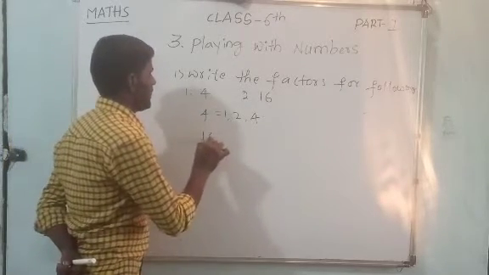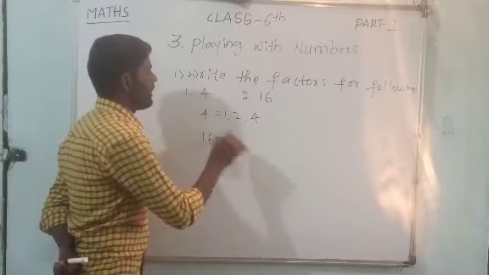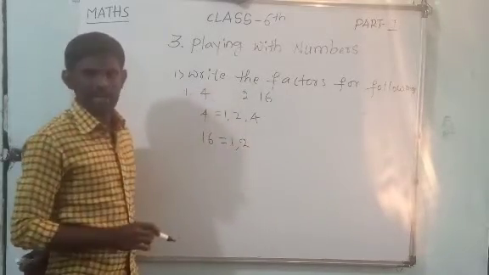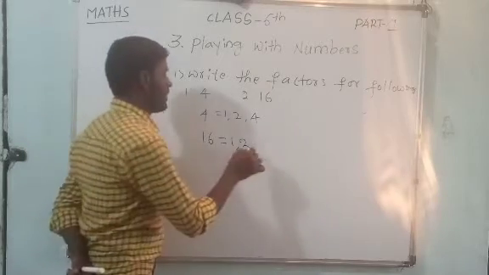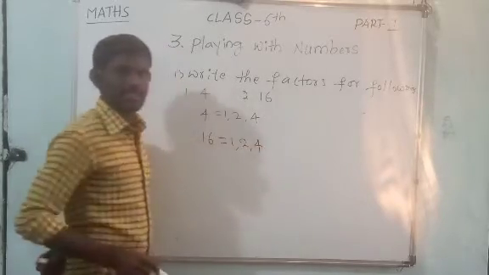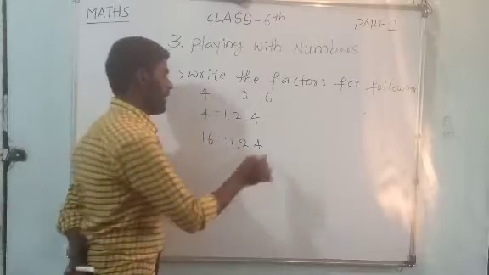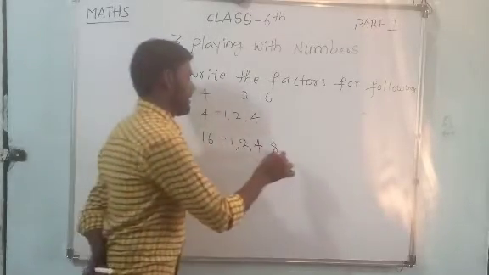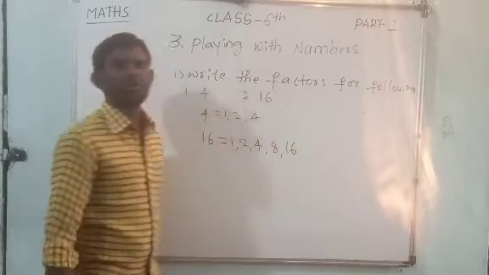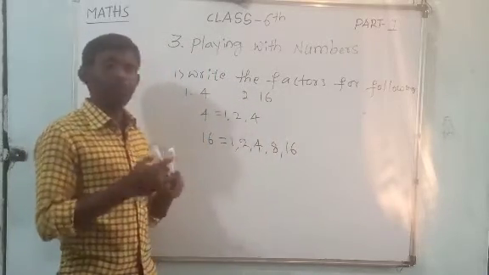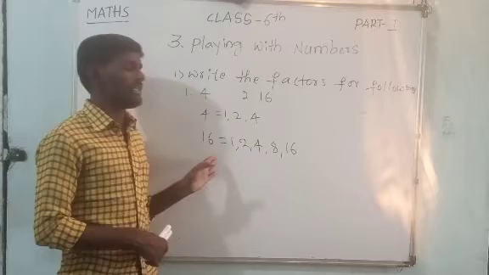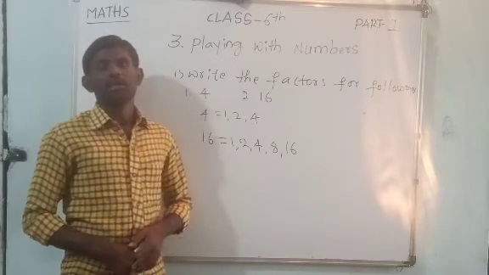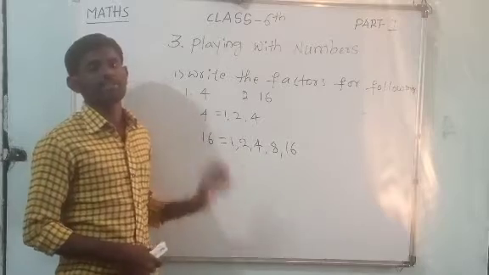For 16, 1 is the common factor. Then 2 eights are 16, so that gets cancelled. Then 4 fours are 16. Then 8 twos are 16. Then 16 itself. So the factors of 16 are 1, 2, 4, 8, 16. These are all the factors of 16.